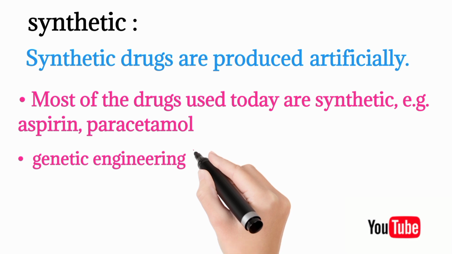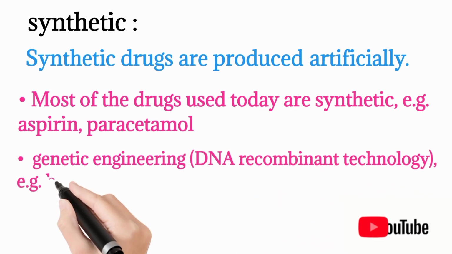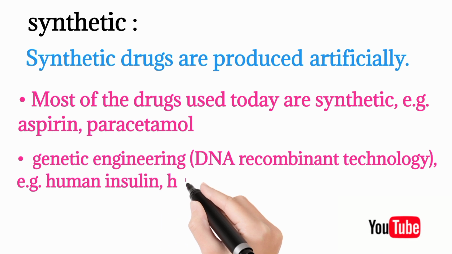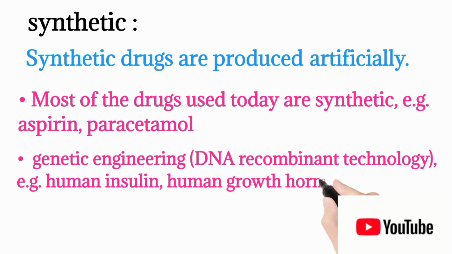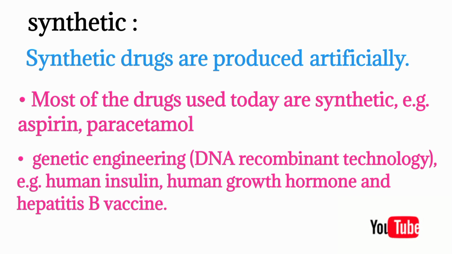Then we have another concept, and that is genetic engineering. So what is genetic engineering? This is a new concept related to DNA recombinant technology. Genetic engineering can help produce a large number of drugs, for example, human insulin, human growth hormone, and hepatitis B vaccine. These are examples of drugs that can be produced by genetic engineering technology.